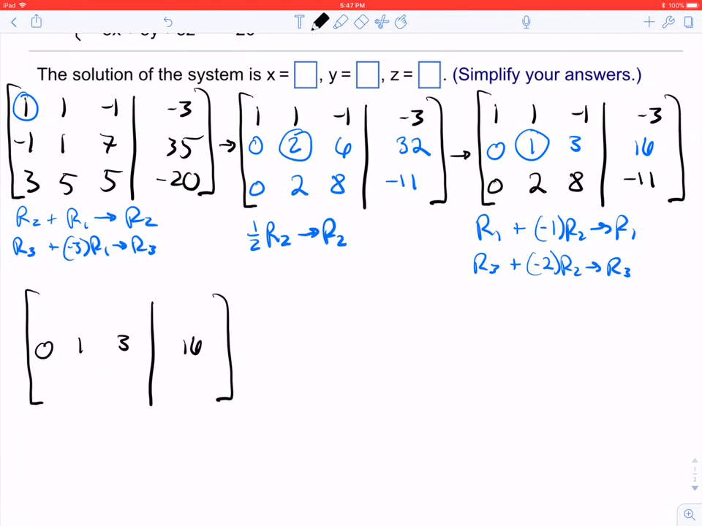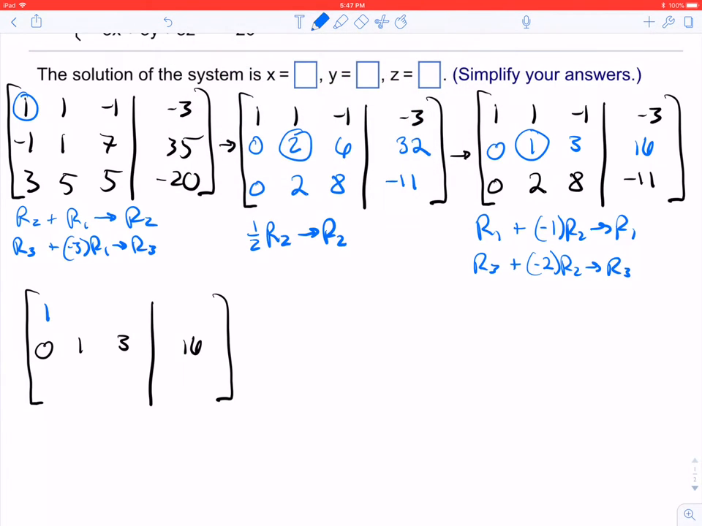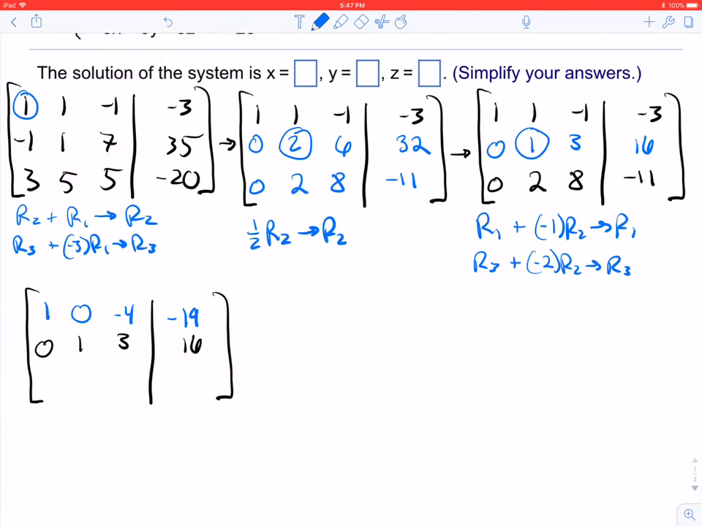So now row 1, I'm going to add negative of row 2. So that's going to stay as, and I want this to be blue. So this stays as a 1. Negative 1 plus 1 is 0. Negative 3 plus negative 1 is negative 4. Negative 16 plus negative 3 is negative 19. Okay, that should be row 1.